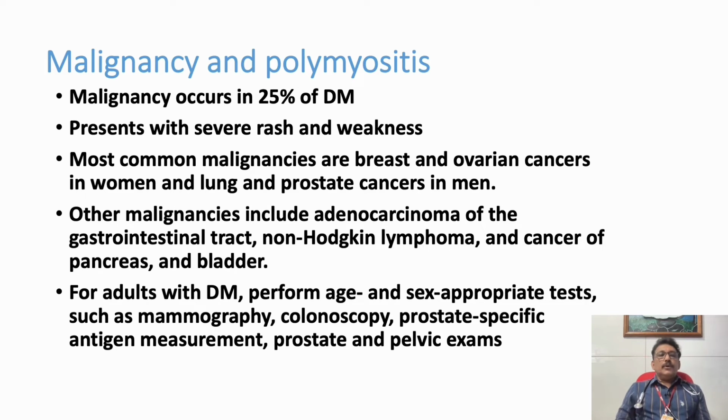Now, malignancy induced polymyositis: in many patients with dermatomyositis or polymyositis, malignancy is seen in 25% of cases. So they also can have rashes and severe weakness. Muscle pain, tenderness and skin rashes also can be associated with malignancy induced polymyositis or dermatomyositis. Most common malignancies are breast, ovarian, prostate cancers. Other malignancies are adenocarcinoma of the GI tract, non-Hodgkin's lymphoma, carcinoma of pancreas and bladder.